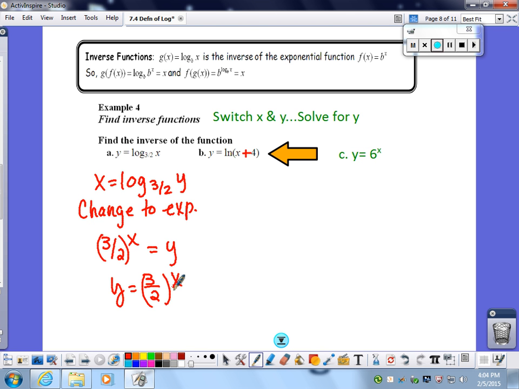All right, let's try B. Switch x and y first. So x is equal to the natural log of y plus 4. I changed the problem, remember? All right, remember our implied base for our natural log is e.